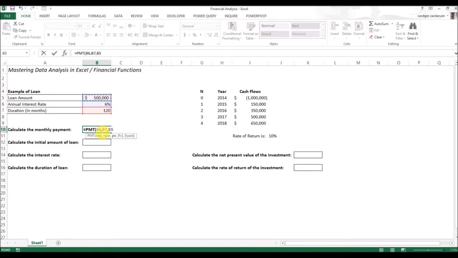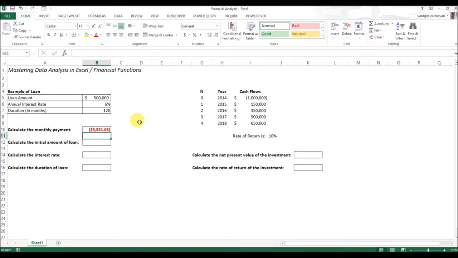We have to divide the interest rate by 12 because here we want to calculate the monthly payment, but the interest rate in this example is annual. Now let's close the bracket, and we got the monthly payment.